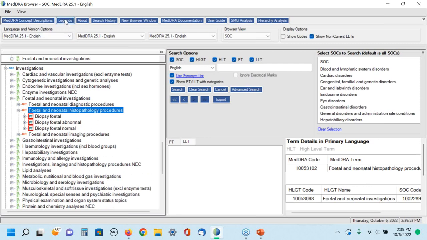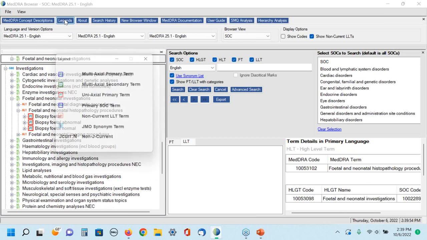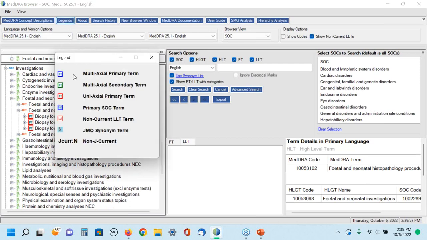So to the questioner, if you go up here to legends, this explains what you're seeing when you look in the MedDRA hierarchy. Blue box, multiaxial PT, you're looking in a primary SOC. Green box, multiaxial PT, you're looking in a secondary SOC. Red box around a PT means you're looking at that PT in the only SOC that it appears. And a red LLT is a non-current LLT. So you confused red with PT with red with LLT. This means non-currency. This means single axial.